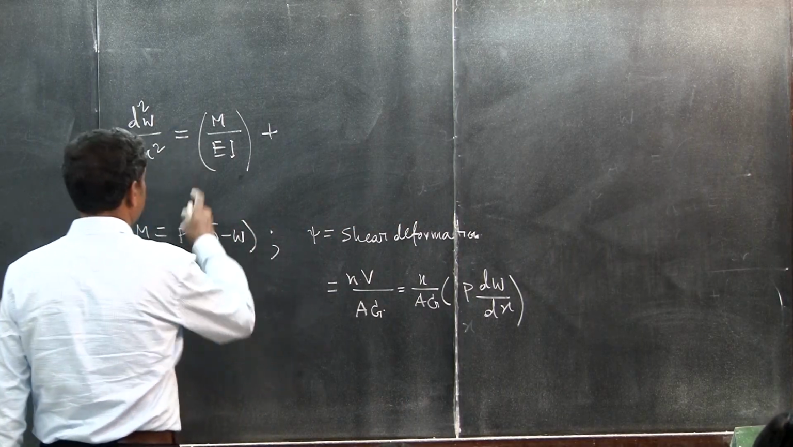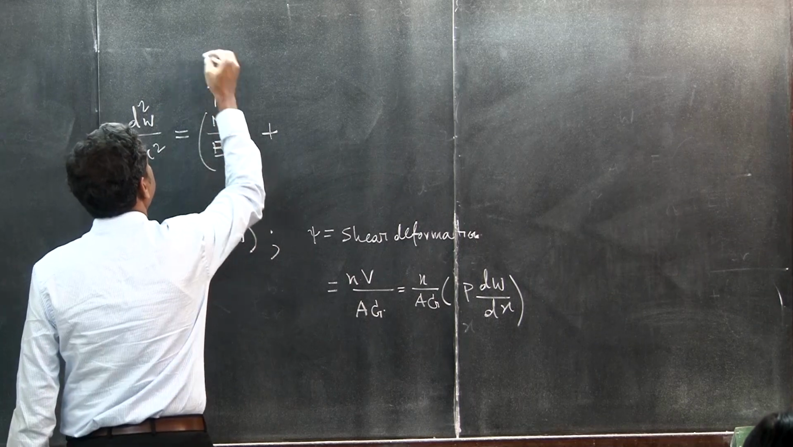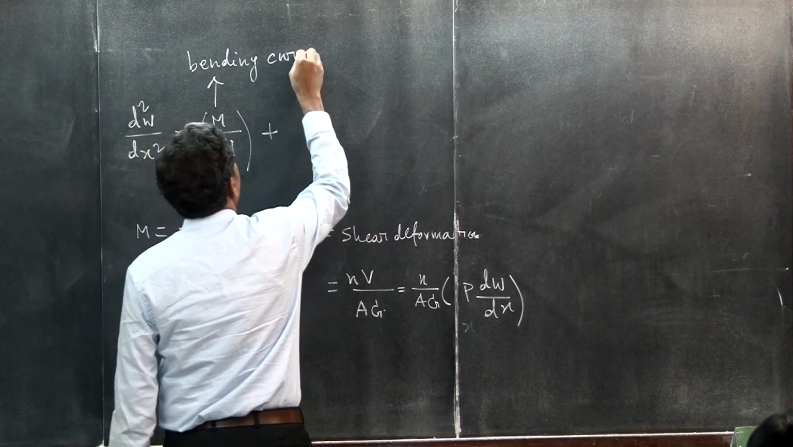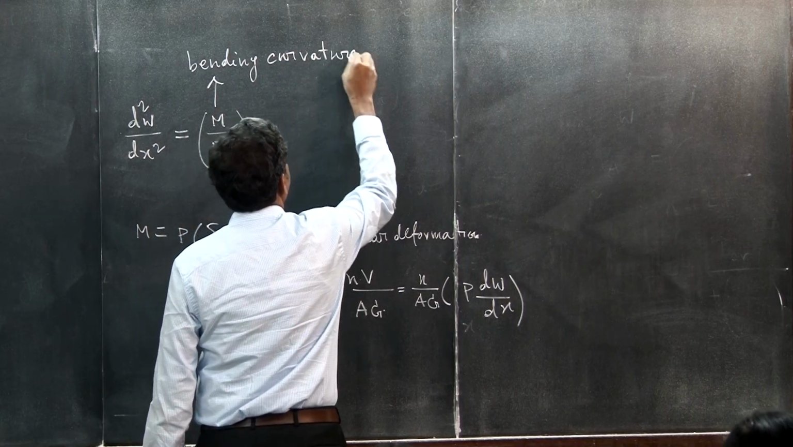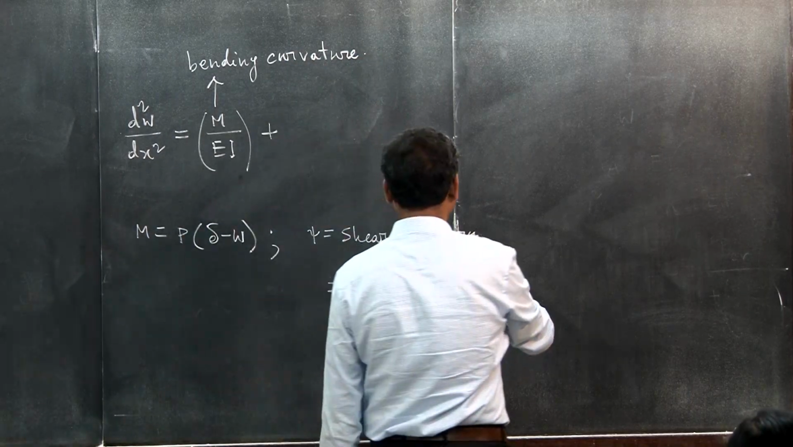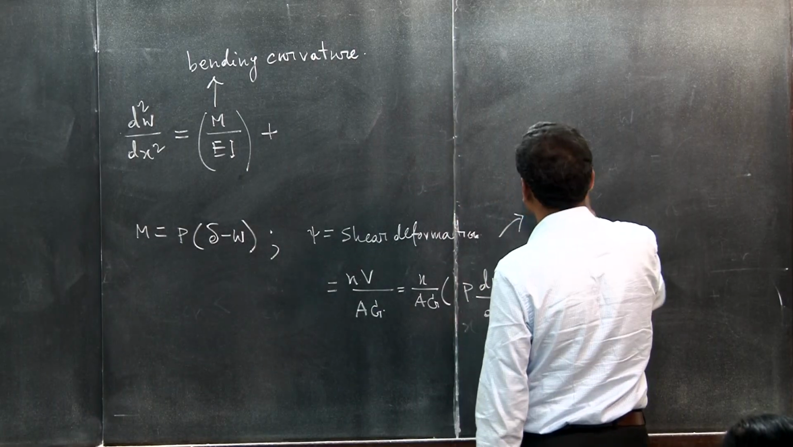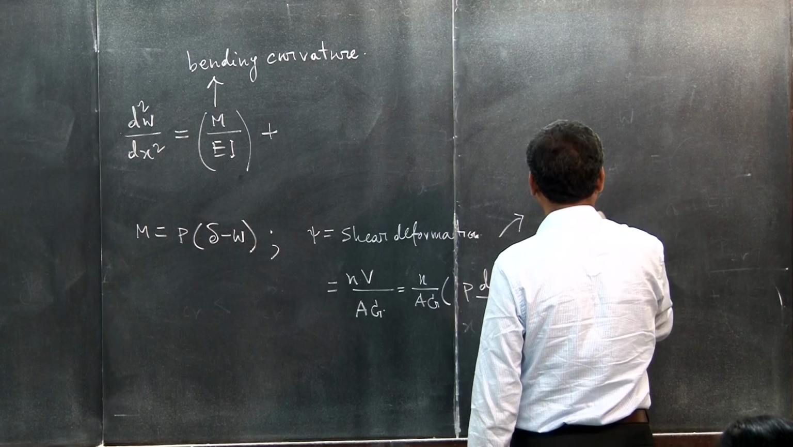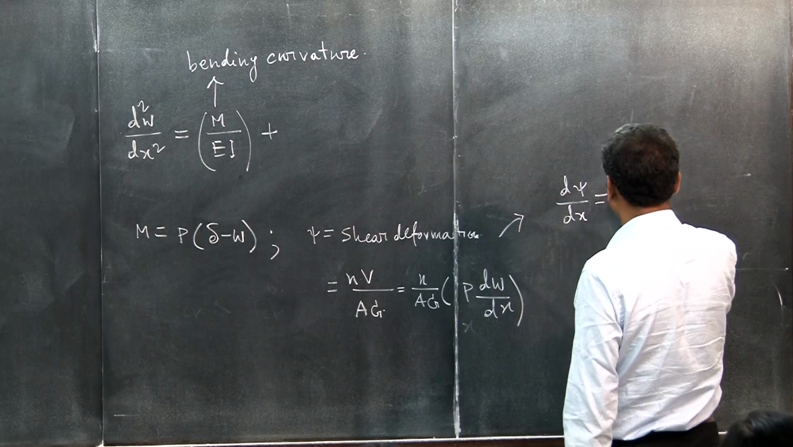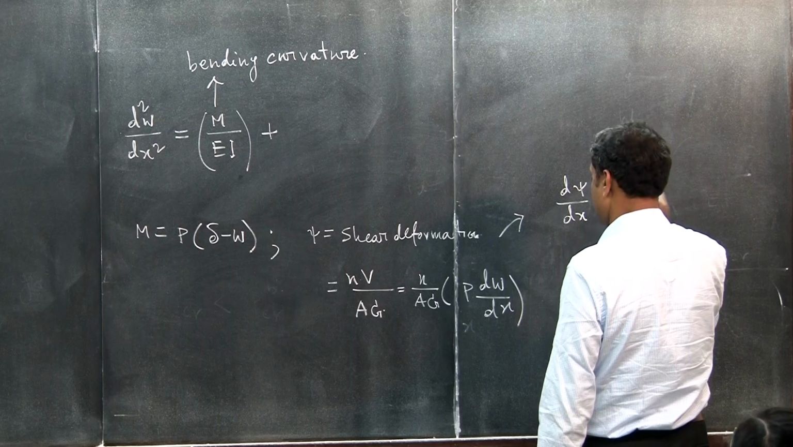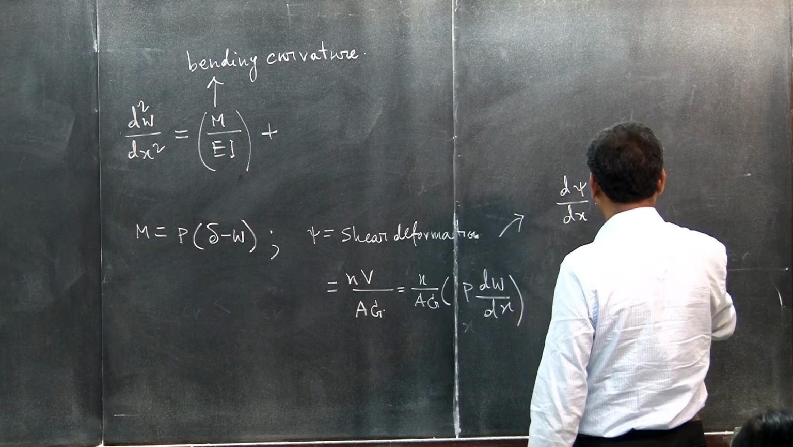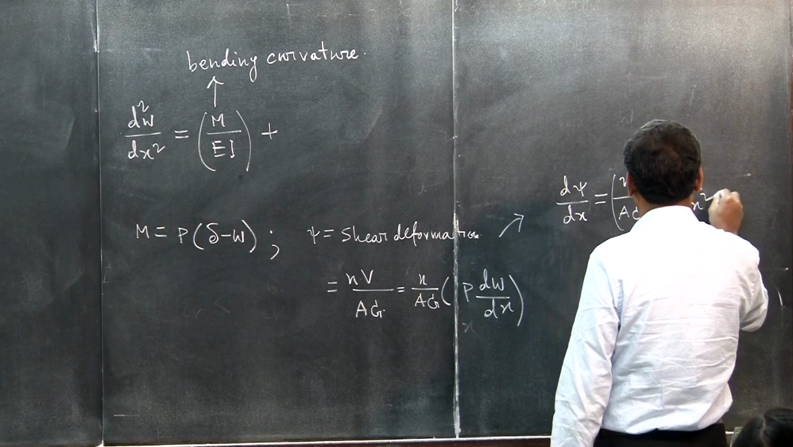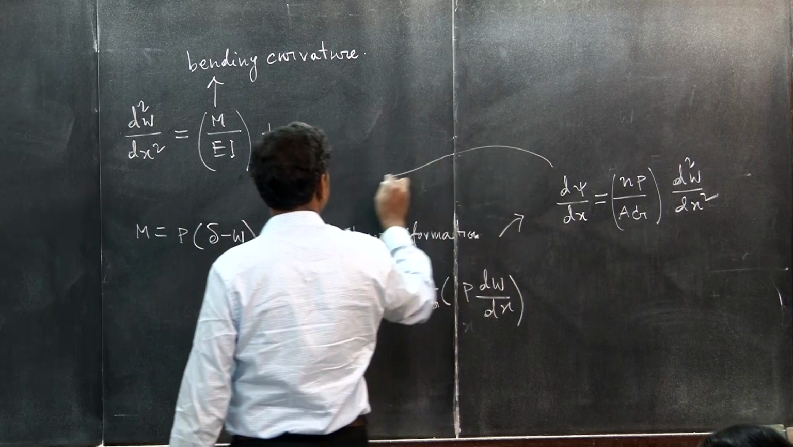Now, this is the bending curvature, the bending contribution. And if this is the shear deformation, that is rotation, what will the shear curvature be? Shear curvature is d psi by dx, which is nothing but N P by Ag, times the second derivative of w. This is the shear curvature. So, let us also bring it there.